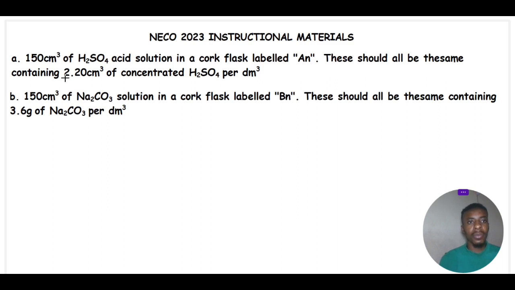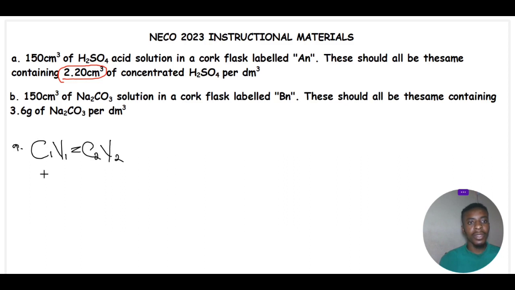Okay, so we'll measure 2.20 cm³ of the acid and dilute to 1 dm³, which is 1000 cm³. Then if we do that, what is the concentration of the solution? It's a very simple thing. You use your dilution formula, which is C1V1 = C2V2.